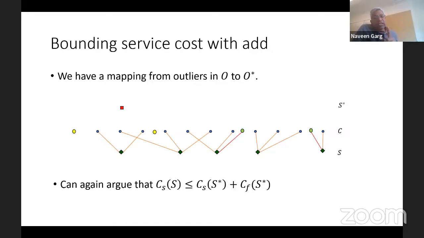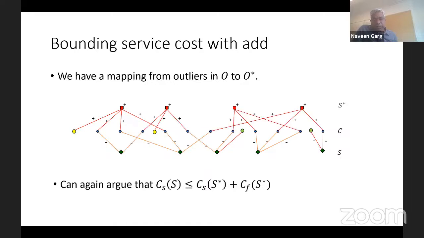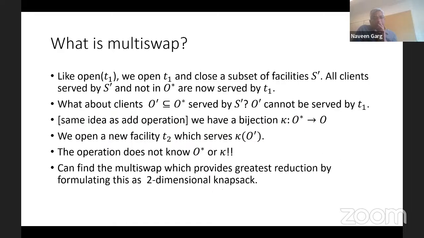And we can once again, as we did for the non-outlier case, argue that the total service cost of our solution is less than the total service cost of the optimum solution plus the facility cost of the optimum solution. So this remains as before. And this argument is not hard. What is harder is bounding the facility cost.